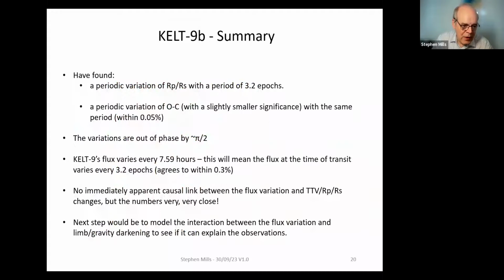So what have we found? For Kelp 9b, I found two periodic variations out of phase by pi by 2. It seems to be caused by this flux variation that goes on every 7.59 hours, and it agrees to 0.3%. Although there's no readily obvious causal link between that flux variation and the variations I saw in the transits, the numbers are very, very close. So again, with all these things, more research is necessary.